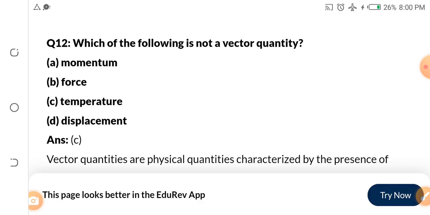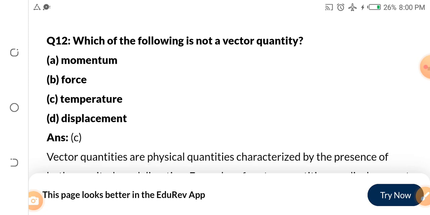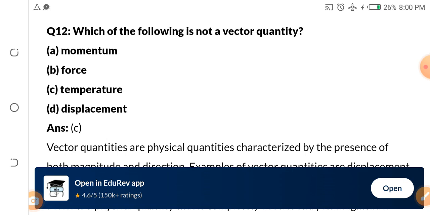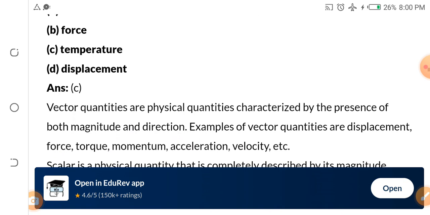Which of the following is not a vector quantity? You know we have vectors and scalars, right? I gave you an assignment on it in a previous video, so I won't repeat it. Which of the following is not a vector quantity? A. Momentum. B. Force. C. Temperature. D. Displacement. The answer is C. Temperature is not a vector quantity.